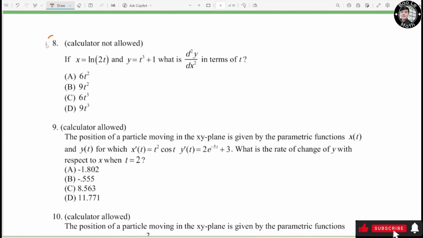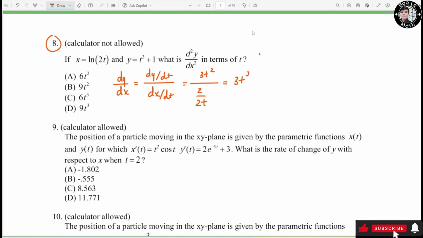Now let's move on to question 8. If x equals ln 2t and y equals t cubed plus 1, what is the second derivative of this guy in terms of t? Alright, so we have dy over dx. It's going to be dy over dt divided by dx over dt, right? dy over dt is going to be 3t squared. dx over dt is going to be 2 over 2t, right? If we simplify, it's going to be 3t cubed, right?